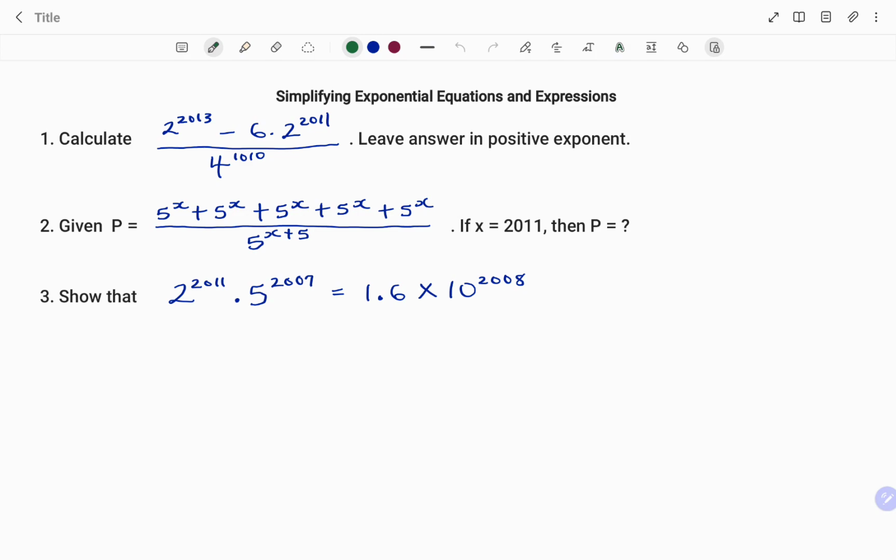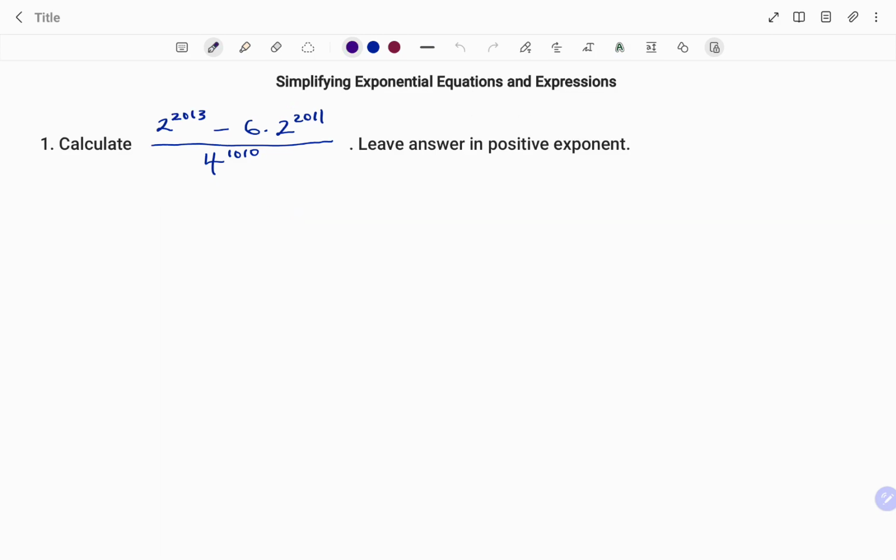In the first example, we have to calculate 2 to the power of 2013 minus 6 times 2 to the power of 2011, all divided by 4 to the power of 1010. We have to leave our answers in positive exponent. So rewriting that, we have 2 to the power of 2013 minus 6 times 2 to the power of 2011 divided by 4 to the power of 1010.